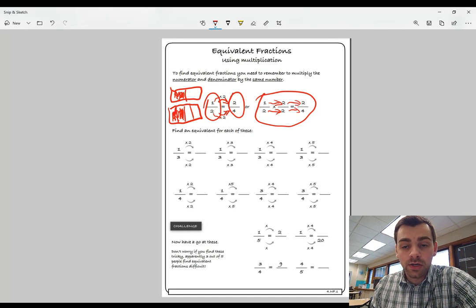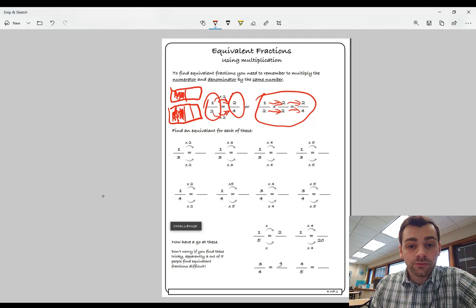But the overall message here is that 1/2 and 2/4 are equivalent fractions. And we can discover this because when we multiply both the numerator and the denominator by 2, we get 2/4.